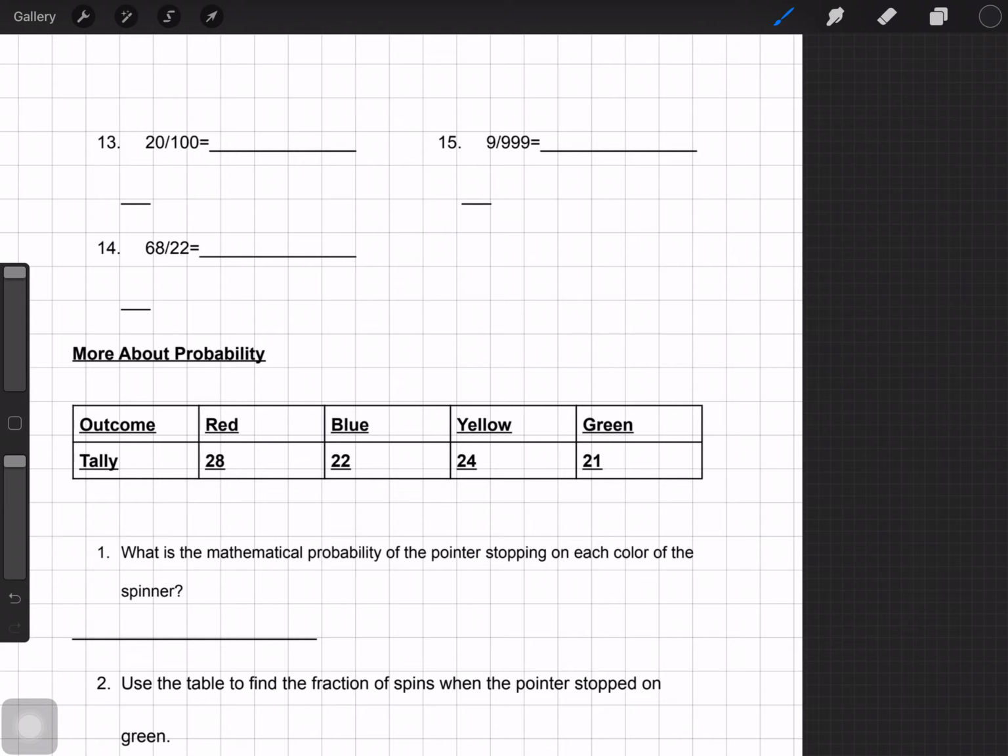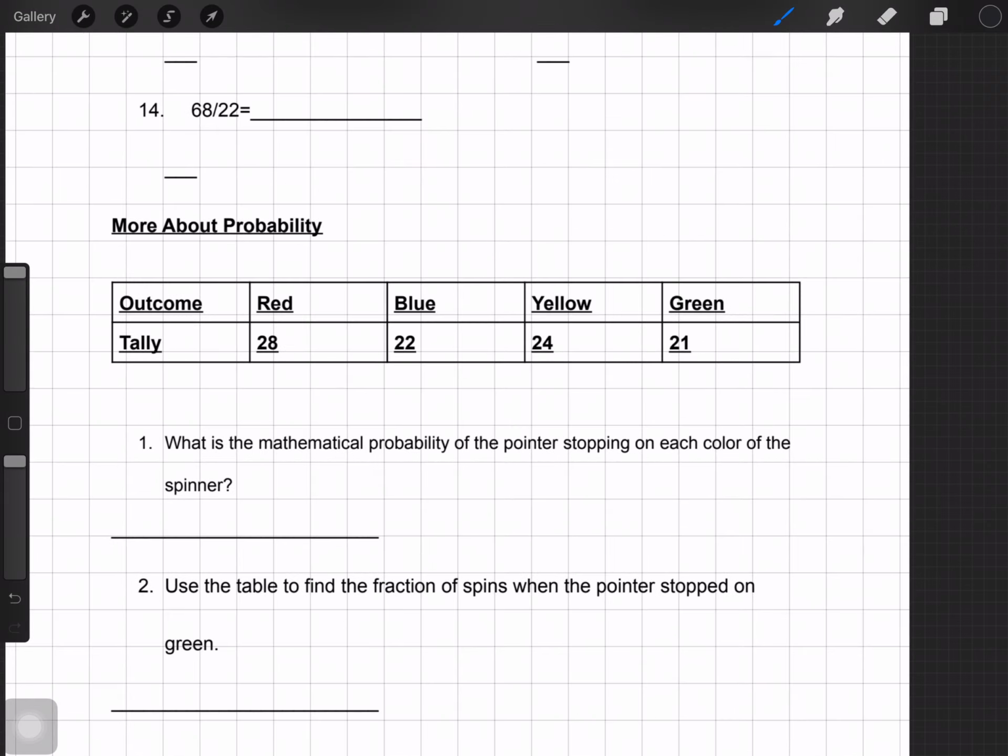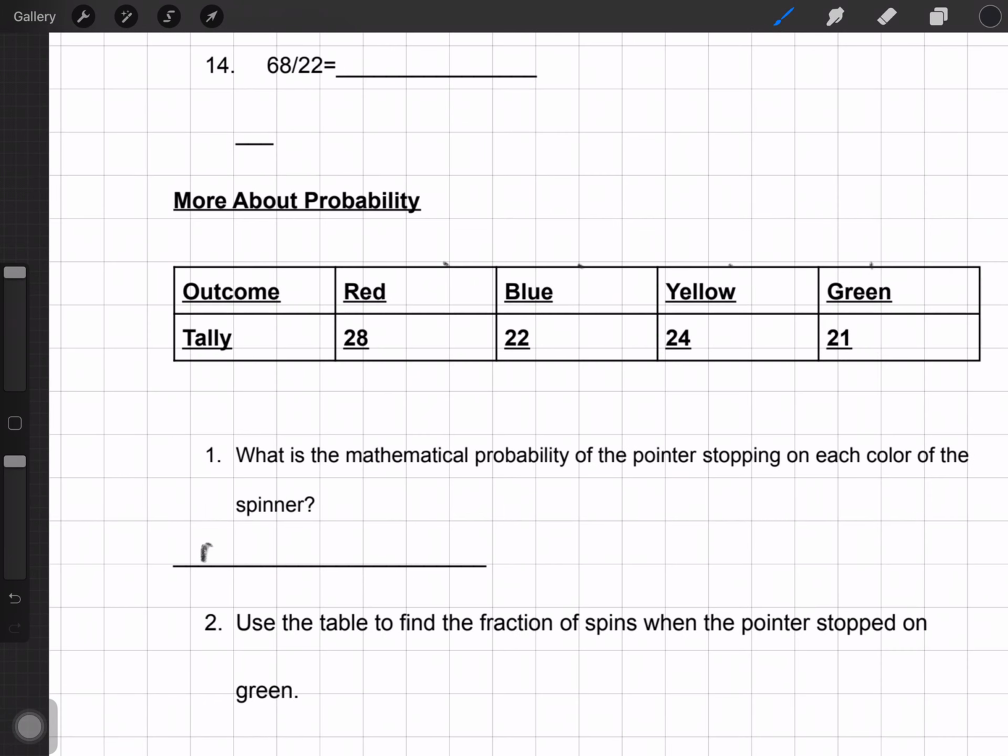So looking at the first one, what is the mathematical probability of the pointer stopping on each color of the spinner? Now, we're assuming that each section of the spinner is the same size, which in this case we have 4 different possibilities, and so everything is out of 4. Getting a red, 1 out of 4. Getting a blue would also be 1 out of 4. Yellow, 1 out of 4, and green would also be 1 out of 4.